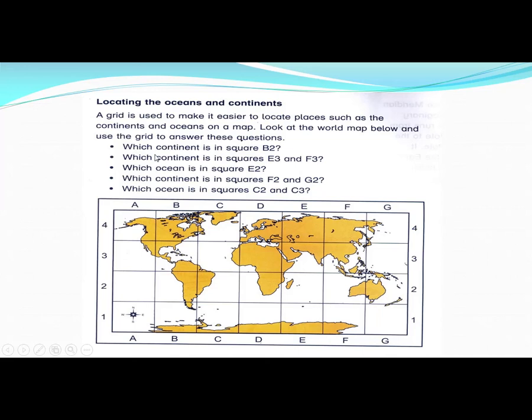Now the question is, which continent is in square B2? Now you can see where B2 is, over here, B2. So which continent is here? It is South America. South America is in B2 square. This is a square or grid. So this is how you will do this exercise in your copy. This is also given on page 24 in your book. You can find this exercise in your book as well.